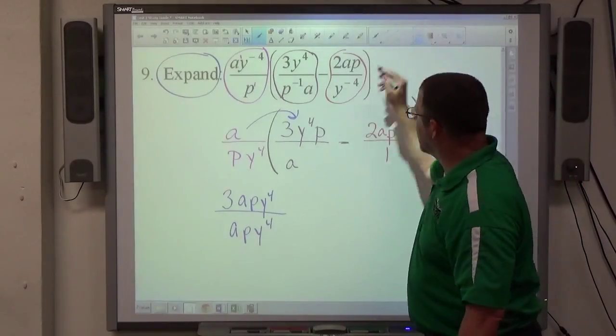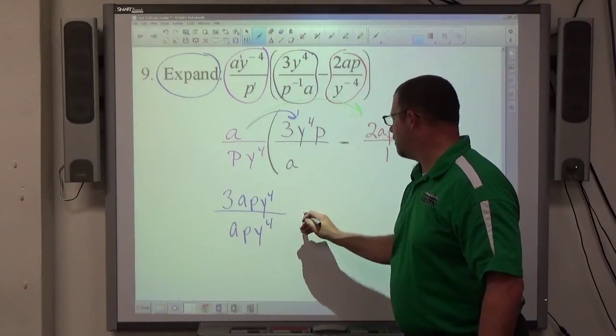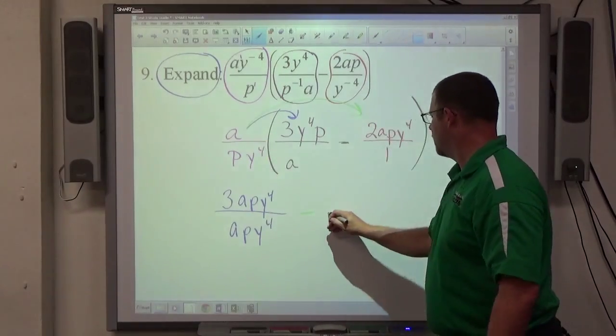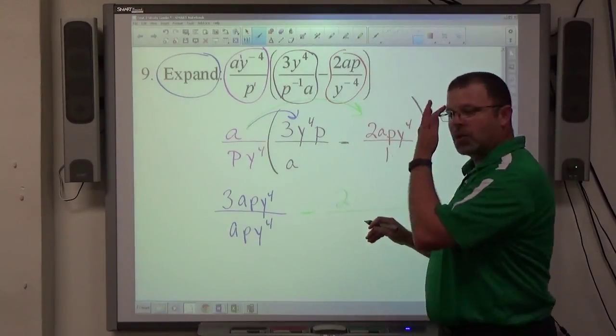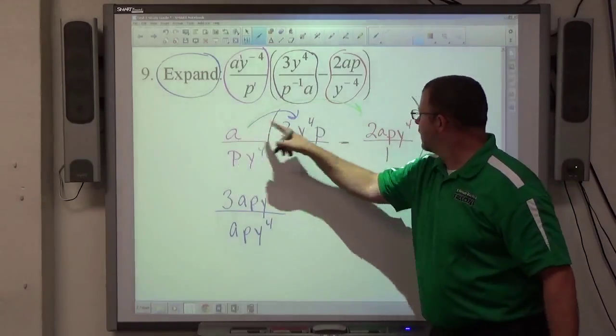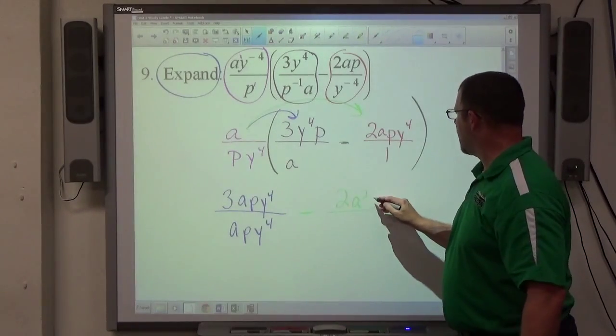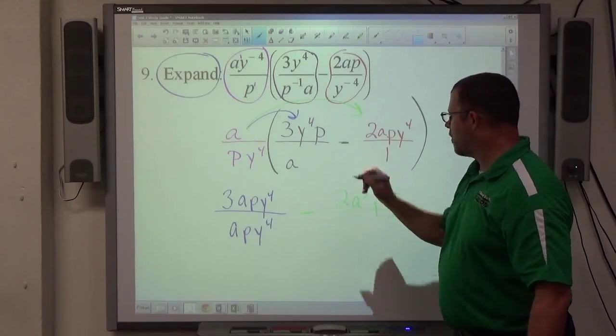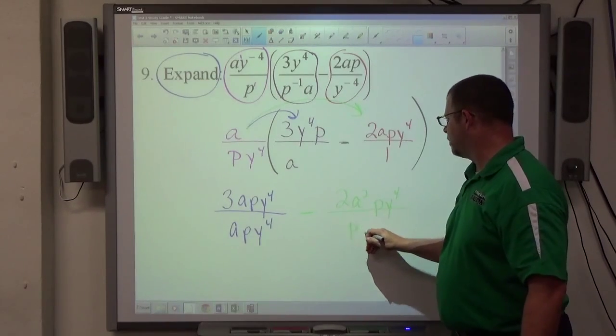When I do the second multiplication, this one here, I've got minus because I have opposite signs. Again, the number's 2. Numbers always go out in front. I've got A times A makes A squared. And then I've got PY to the fourth. On the bottom I have PY to the fourth times 1, which is just PY to the fourth.